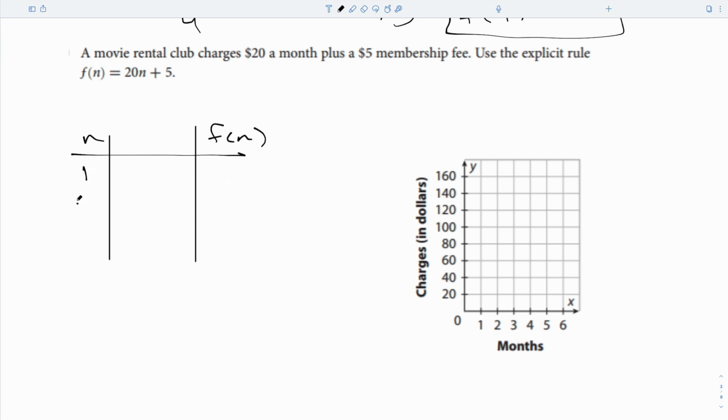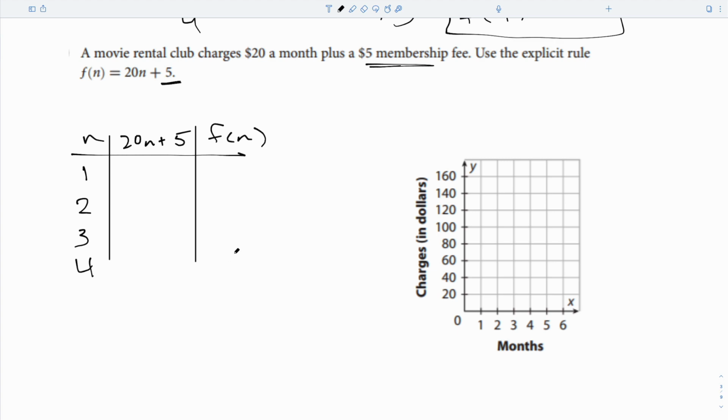When n is 1, what is it? When n is 2, what is the output? When n is 4, what is the output? Plug it in. Question. Are we assuming that the $5 membership fee is per month? It's one time. If they just say it's a membership fee, that's one time, and it tells you it's one time because there's no n next to it.